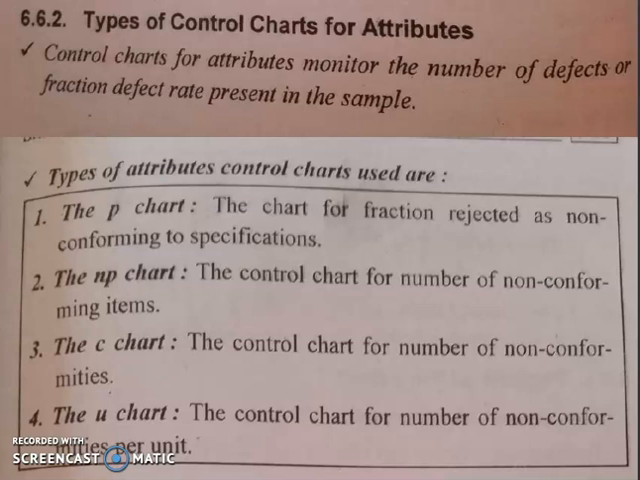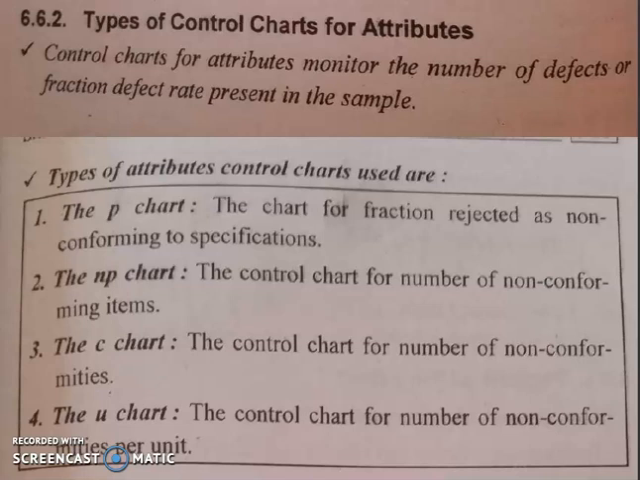The types of control charts for attributes are 4: P chart, NP chart, C chart, and U chart. The P chart and NP chart are constructed or used for data about defectives. Another name is non-conforming items. Both are the same. Whether you say defectives or non-conforming items, they are the same.